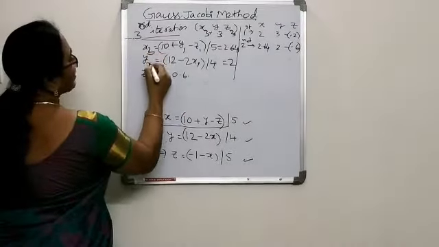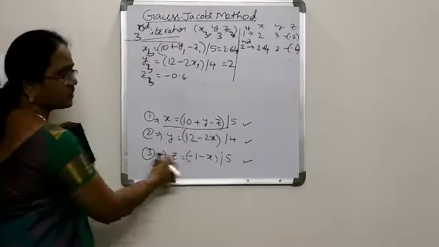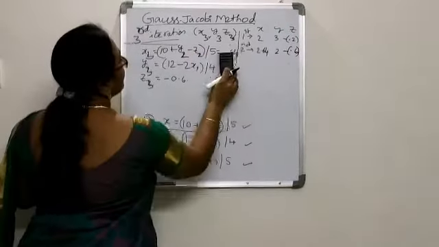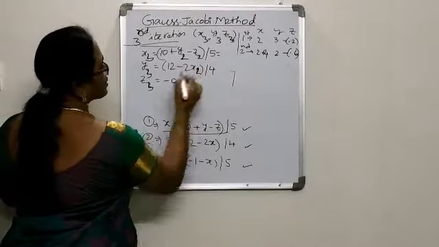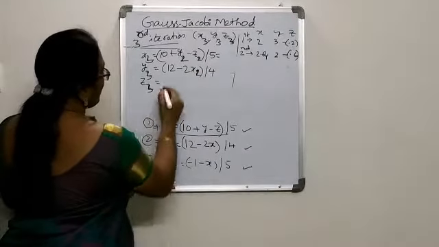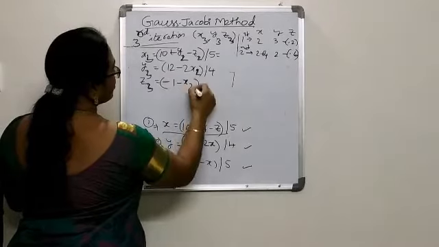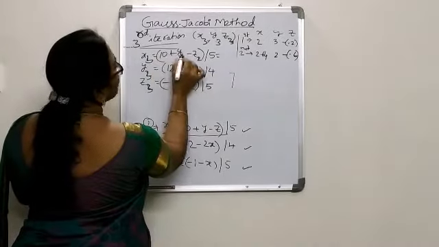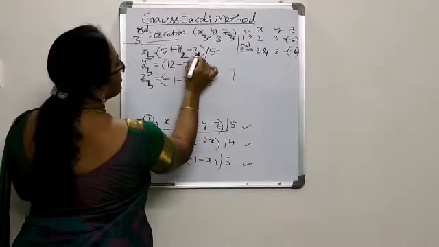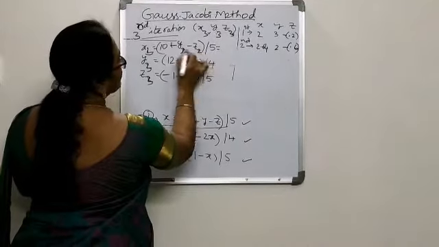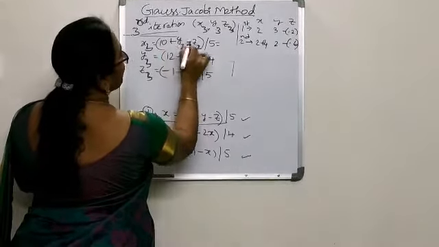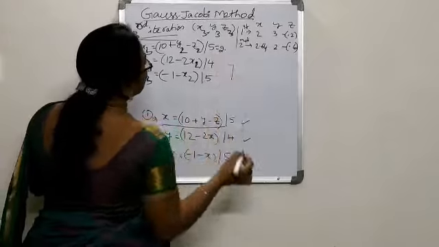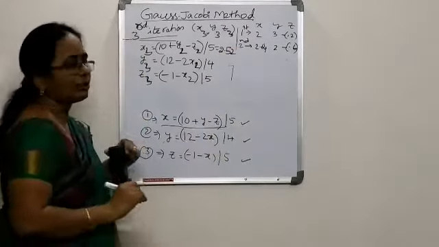So in order to calculate x3, y3, z3 using the same set of expressions, we have x3 = (10 + y2 - z2) / 5. Right? Similarly, y3 = (12 - 2x2) / 4. And z3 we have (-1 - x2) / 5. After simplification, it is 10 plus y2, it is 2 minus of minus 0.6. So total it is (10 + 2 + 0.6) / 5, which will give us the value 2.52. Okay, that you may check.